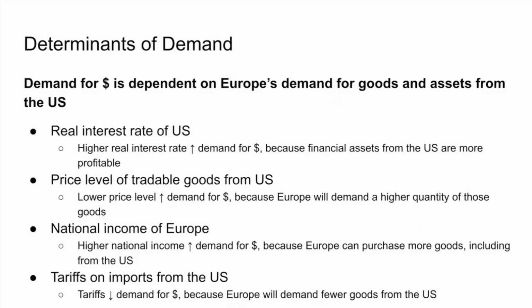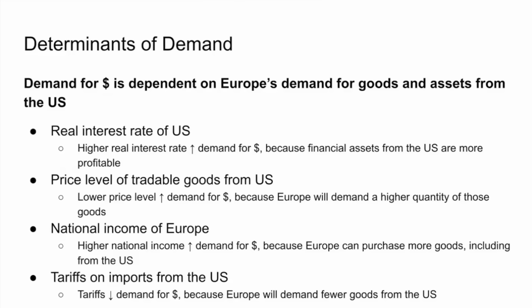And the price level of tradable goods from the US. A lower price level would increase demand for the goods from all consumers, including European consumers. So therefore, Europeans would want to purchase more US goods, and to purchase them, they need US dollars. Therefore, the demand for US dollars increases. The national income of Europe.